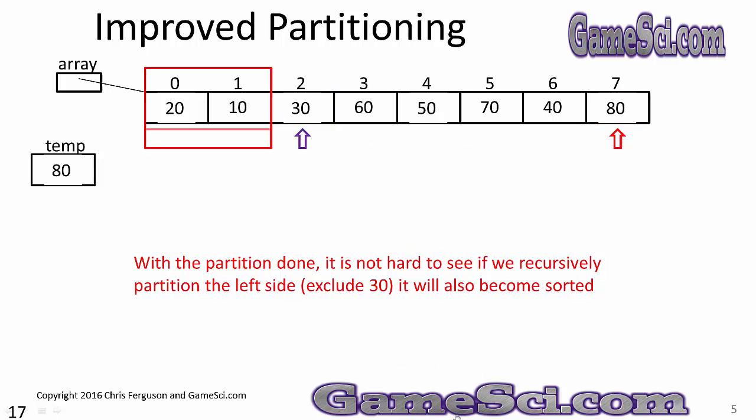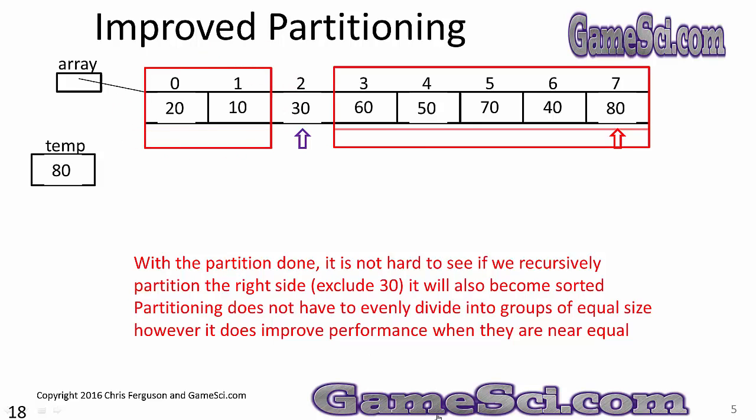With the partition done, it's not hard to see if we recursively partition the left side, excluding 30 because it's perfect, it will also become sorted. All we have to do is run a partition on these two numbers, and those two numbers will become sorted. When the partition is done, it's not hard to see if we recursively partition the right side. Once again, we don't have to look at 30. It's perfect. This right side will also become sorted.